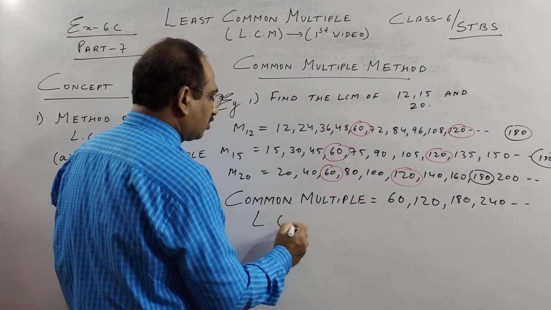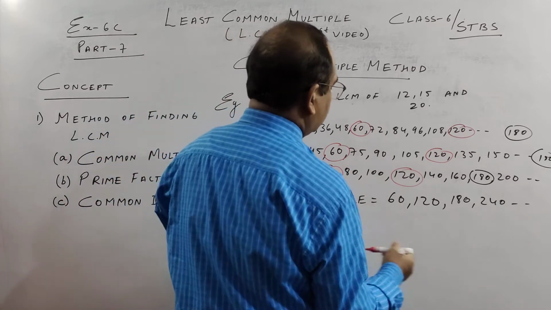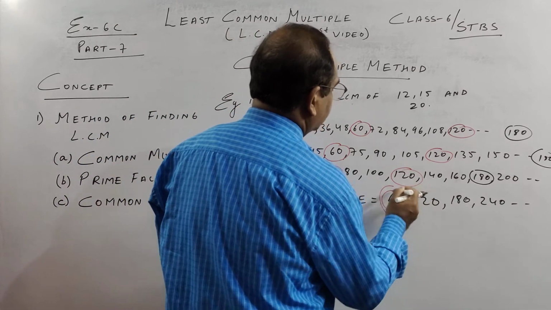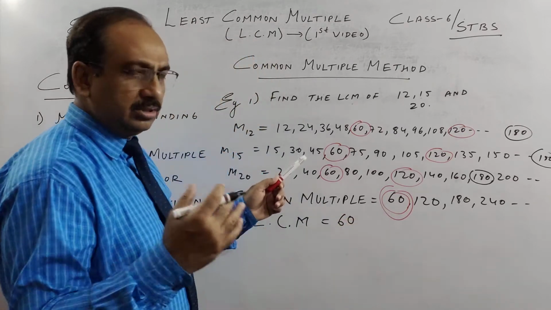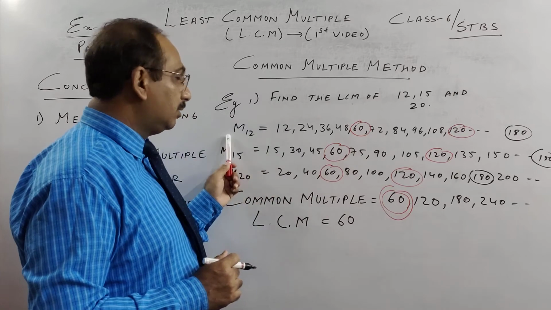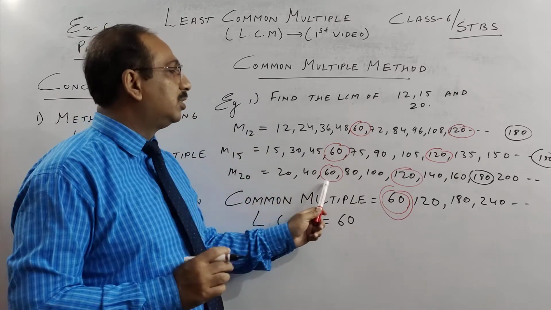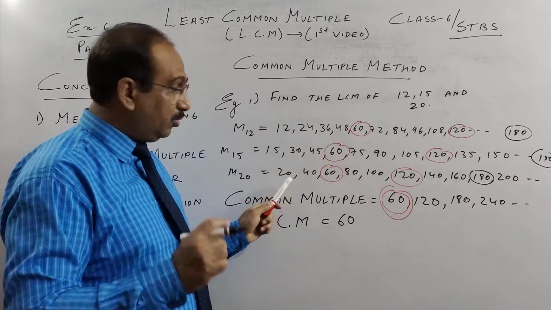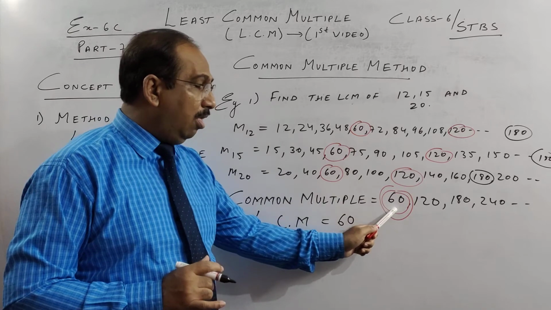Which is the least common multiple? Least of all this. So least, if you see, is 60. Okay, least common multiple means simple logic. I'll tell you, 60 is the least number which comes in table of 12, which comes in table of 15, and which comes in table of 20. No other number before comes in table of all these three numbers. So this is the least common multiple.